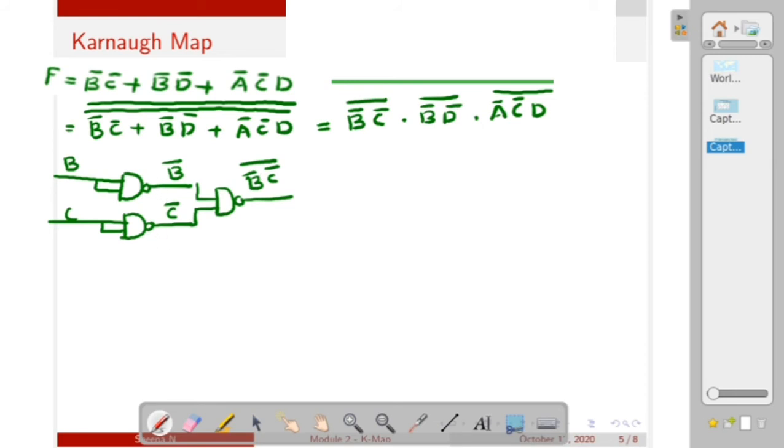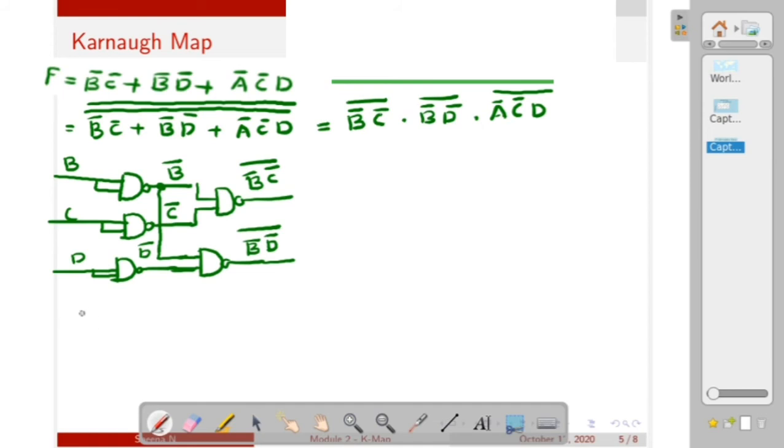Next is this B bar is taken. Okay, then here we have D. Okay, so here we have the D bar. So B bar and D bar NANDed together, we get B bar D bar whole bar.